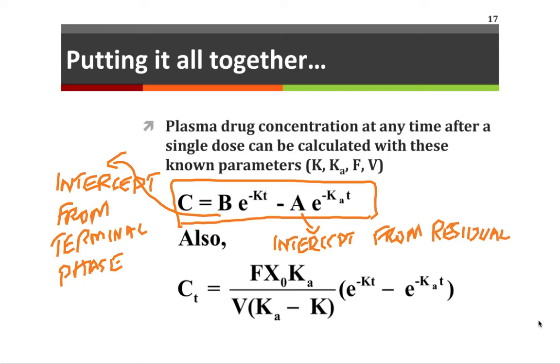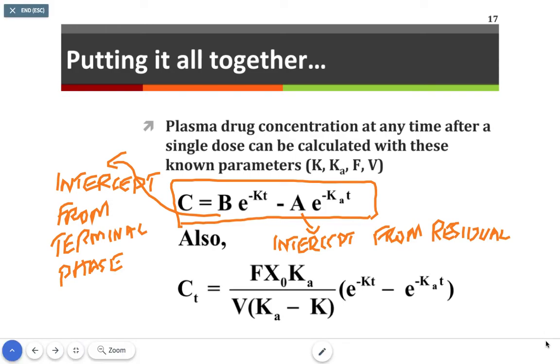So, however, we know that many times F is not equal to 1, and when we know the bioavailability of a drug, then the plasma level following oral administration of a dose of a particular F or bioavailability can be calculated using the equation that is shown here. F is the bioavailability, X sub 0 is a dose, Ka is the absorption rate constant, V is the volume of distribution of the drug, and everything else has already been explained. So this is the equation that can be used to calculate when F is not equal to 1 and F is known.